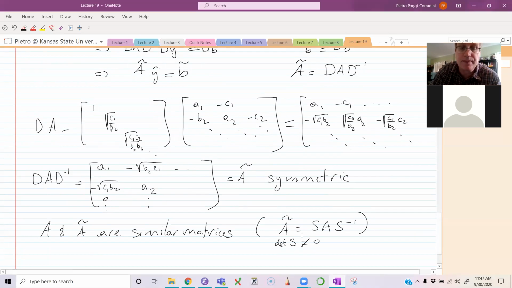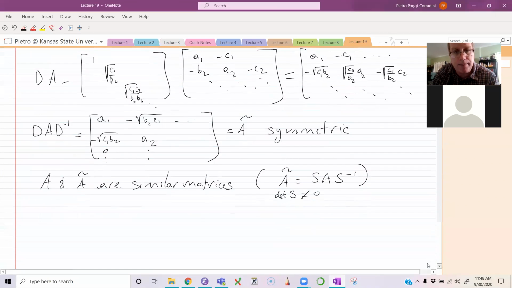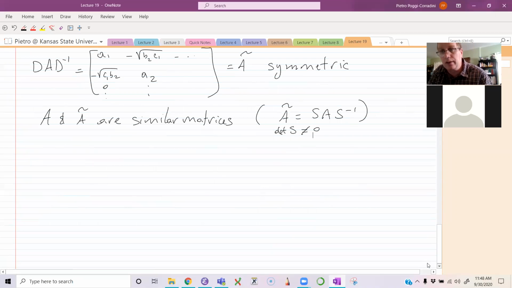So they're conjugate. In algebra, this is called a conjugation. They're conjugate with a non-singular matrix S. But so they're similar. So in particular, they are going to share the same eigenvalues. They have the same spectrum.